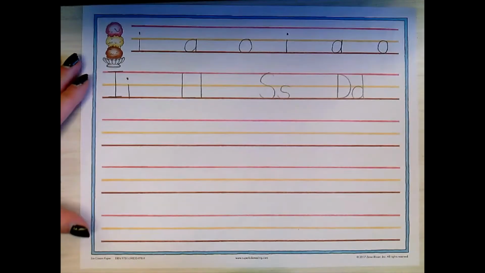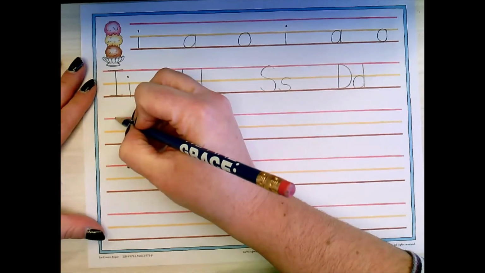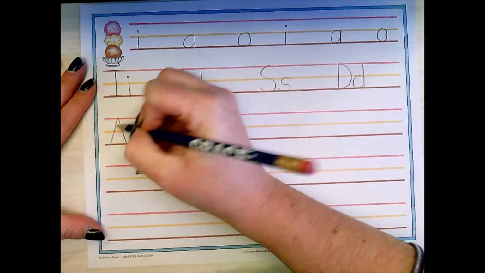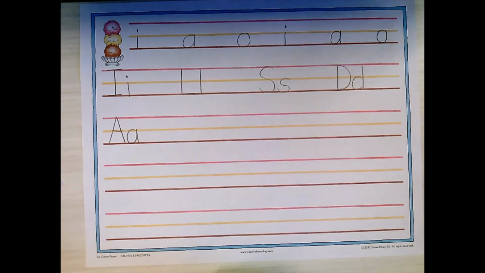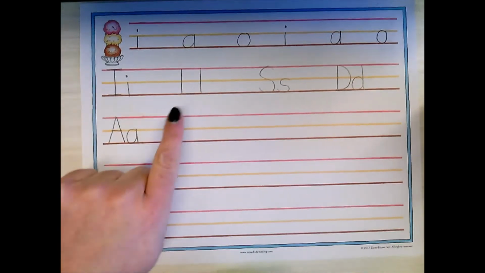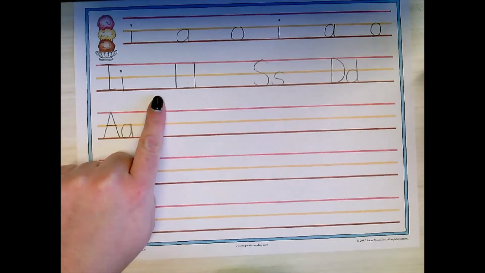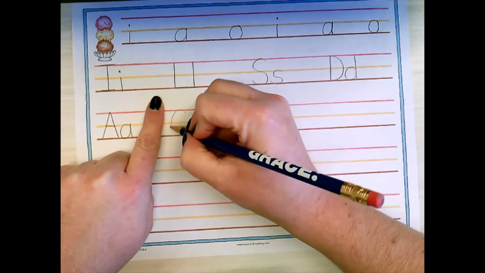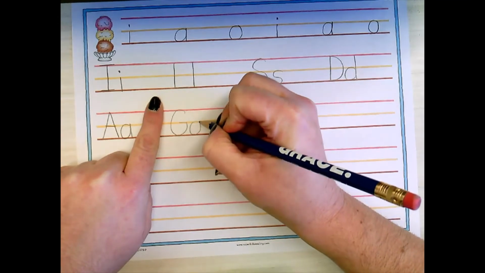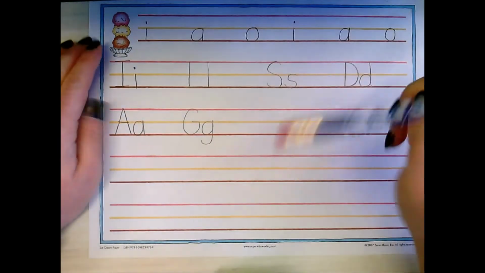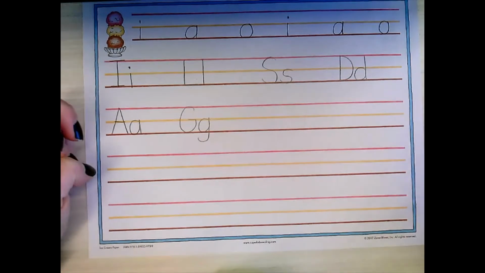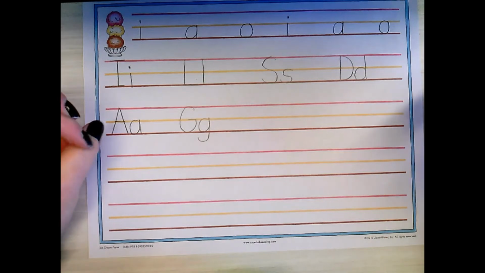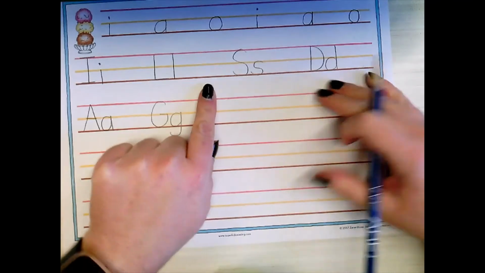After that, we're going to make an uppercase and a lowercase letter A. A says ah. I should be making the sounds as I write the letters. Next, we're going to write an uppercase and a lowercase letter G. Remember, if you make a mistake or your letter gets too crazy and you need to slow your hand down, just pause the video and then you can erase and start the video up again and pick up where you left off. After G, we're going to write the letter O.